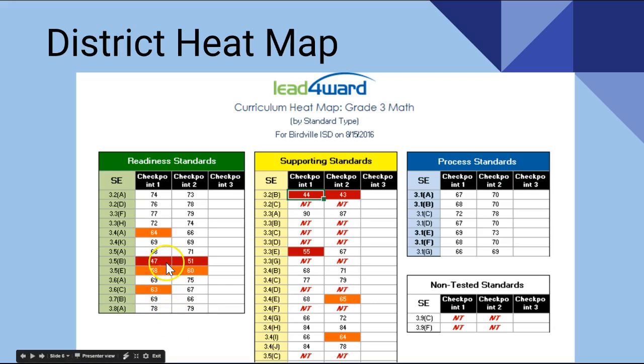You can see that we're still struggling with the readiness standard 3.5B, which is deep red, but we have made some progress. We have made better progress with 3.6C, as we've gone from orange to white, and with 3.4A, where we've gone from 64 to 66. Over here we have the supporting standards, and anytime you see NT slanted like this, it means it wasn't tested on that particular test. And over here on the far right, you'll see a couple of TEKS that will never be tested.